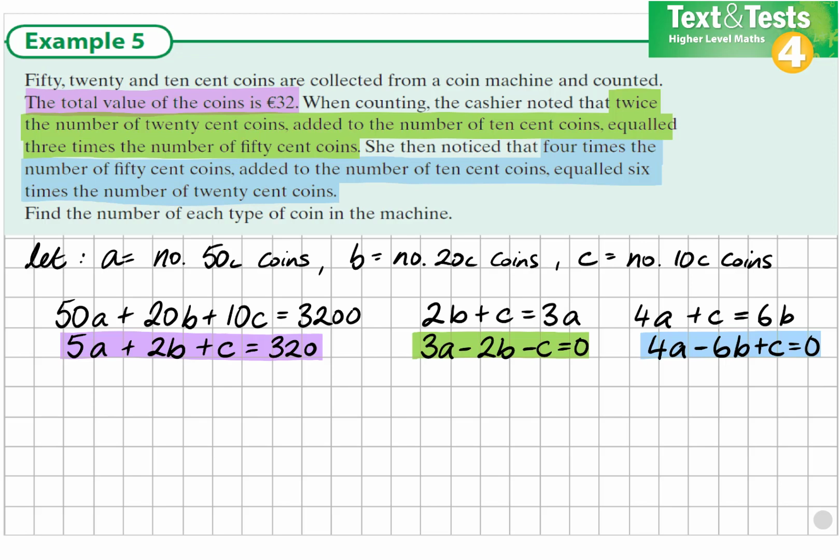So now we have 3 equations with 3 variables, so we should be able to solve these. I'm going to label the equations A, B and C. We're going to use elimination. I think the easiest thing to eliminate would be C. So if I write down equation A and add it to equation B, we'll see the C's will cancel out. So equation A plus equation B.